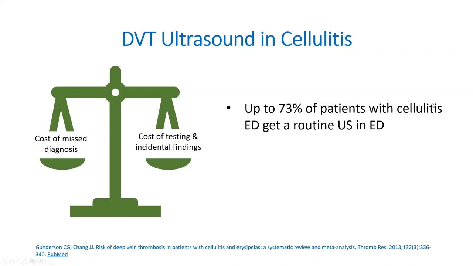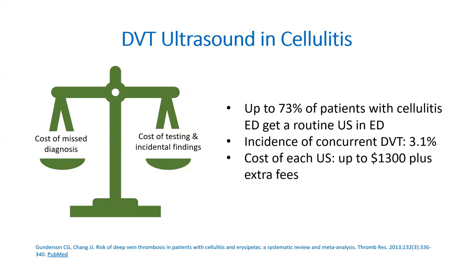So they've actually studied this, and in up to 73% of patients who come to the ER with any lower extremity cellulitis, 73% of them get a routine ultrasound in the ED. How many of those actually have a concurrent DVT? About 3%. In some studies, the incidence is even lower. And this is all DVTs, not just proximal DVTs, which are the ones that we most care about from a clinical standpoint. On the flip side, the cost of every ultrasound is about $1,300, plus extra fees if your radiologist bills for more.